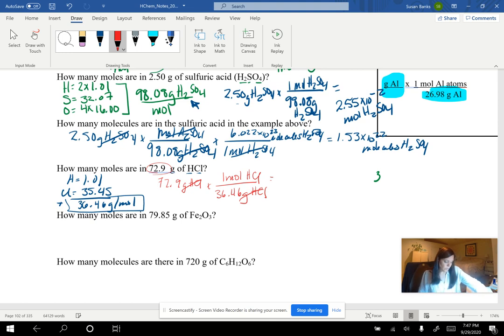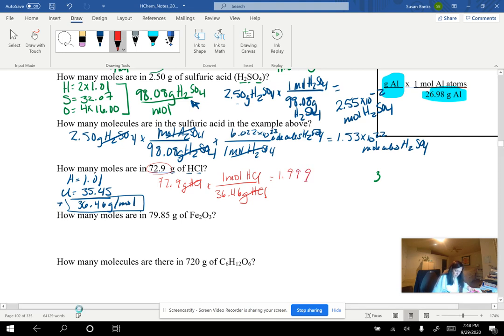Okay, so when we do this, 72.9 divided by 36.46, I'm thinking we're going to have 2, almost 2. I have 3 sig figs. So my calculator gives me 1.999. So that 9 tells me to round up, which essentially gives me 2.00 moles of hydrochloric acid.